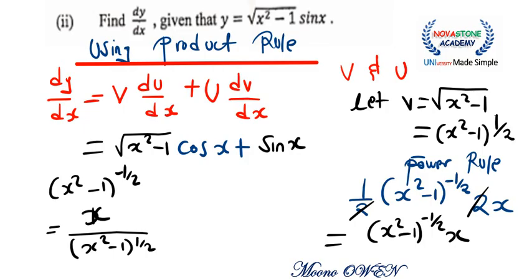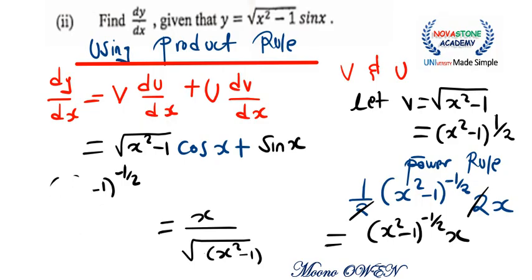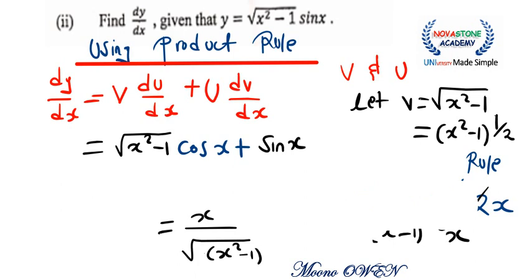I'm just going to have x on top. Now this simplifies to x over, the one that is down is the same as the square root of x squared minus 1, basically that. So I'm going to replace it there now after differentiating. Let's now replace it where it's supposed to be put, here.